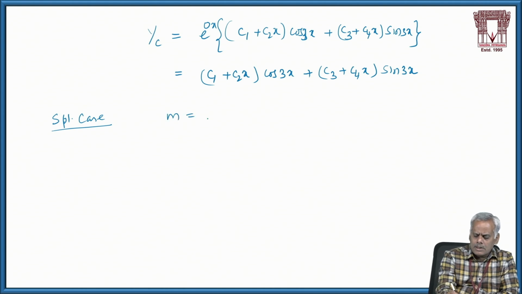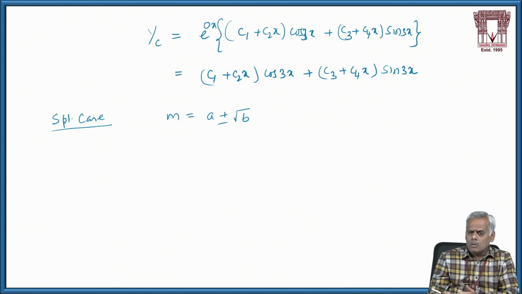Let m = a ± √b. Remember, these are not complex conjugate roots. These are irrational roots. a is called the rational part and √b is called the irrational part. If a + √b is a root, then a − √b is also a root of the auxiliary equation. So let m = a ± √b be the roots of the auxiliary equation. Remember, a is rational and √b is irrational.